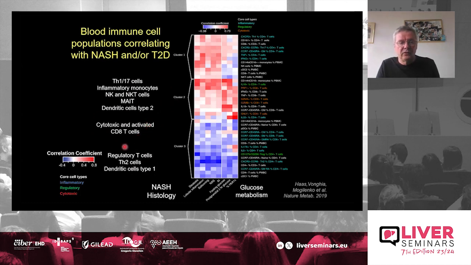So this is in circulation. We also looked in the liver and we could find several of these cell types also elevated in liver, and we're now currently studying them at a more detailed level using single-cell RNA-seq and other approaches. But that will be for another talk.